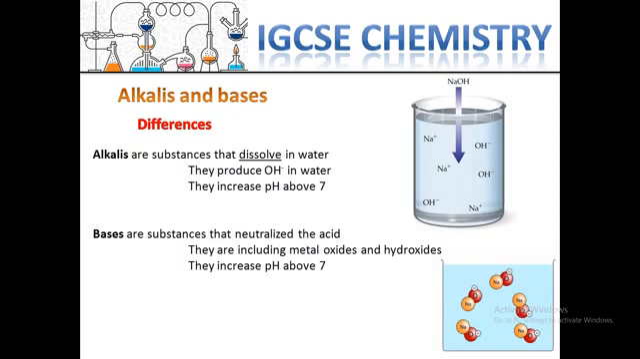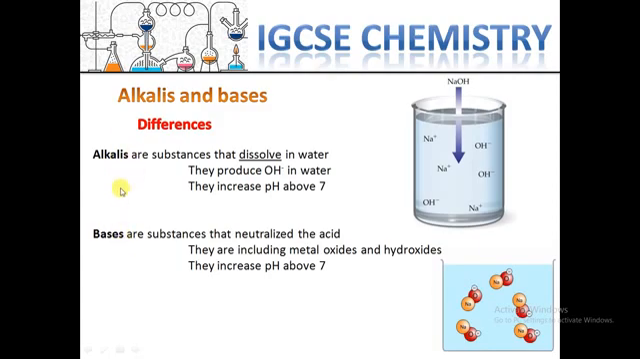Alkalis are substances that dissolve in water, but the function is the same as bases. Both increase the pH above 7. Alkalis and bases react with acid and they increase the pH. Actually, they have the same concept.